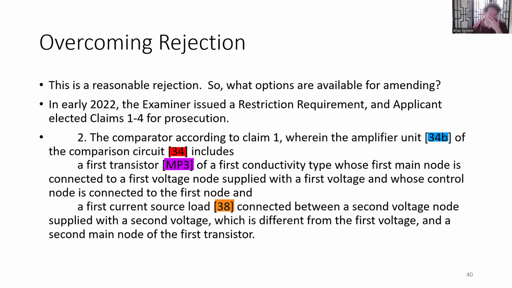I mean, she's right. So what options are available for amending? Well, that's where it starts getting complicated. In early 2022, the examiner issued a restriction requirement. The applicant elected claims 1 through 4 for prosecution, so we could only choose the subject matter that's covered by these claims. The first thing I want to do is look at dependent claim 2, and this clarifies the first current source load 38. That's clearly very important, so we're going to focus our attention on the claim that has that.